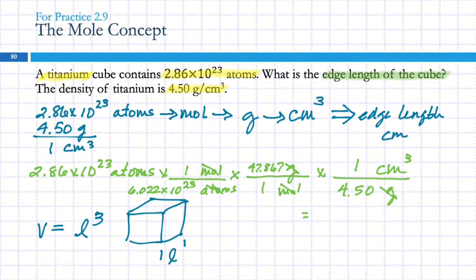How many sig figs should this number have? 3. My starting number of atoms had 3, and the density has 3. This is 4, and that's 5. So 3 is the smallest. So I'm going to keep that in mind as I write this number down. 5.05. There's the third significant figure. And then I'm going to write down 2 extras because I am not done. I don't want to round this off yet. There's the volume.